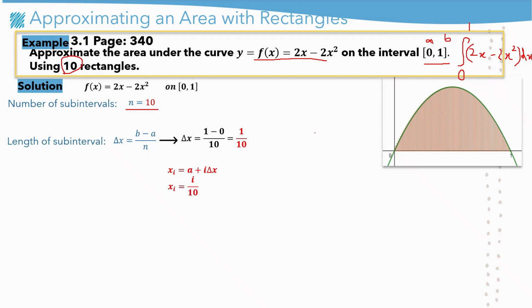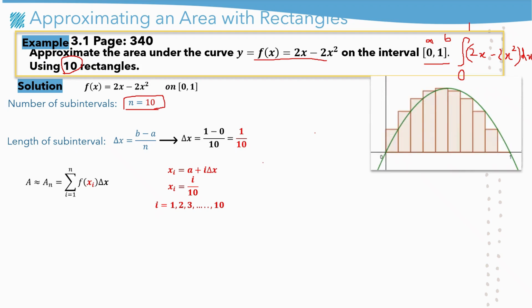Now let's look at the points. xi equal to a plus i delta x. Already we know a is 0. So let's remove a. So we are left with i over 10. And i ranges from 1 to, etc., up to 10. Why 10? Because n is equal to 10.